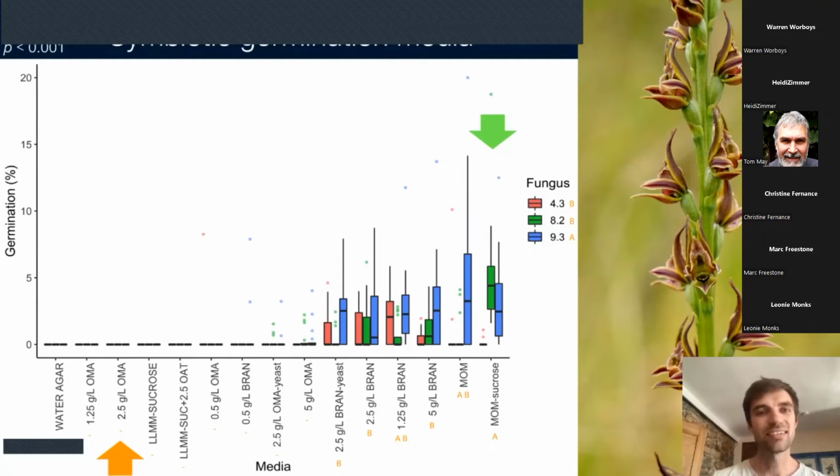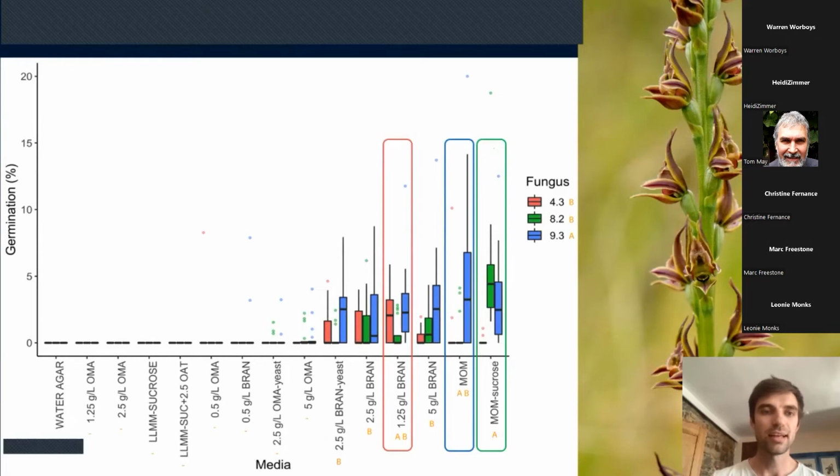Interestingly, though, this is Prasophyllum frenchii. Remember, the adult plants only associate with a single mycorrhizal fungus. I tested 3 isolates of that fungus, collected quite far apart, so we're pretty sure there are 3 different individuals of that fungus. And these 3 different individuals of fungus prefer different nutrient media.